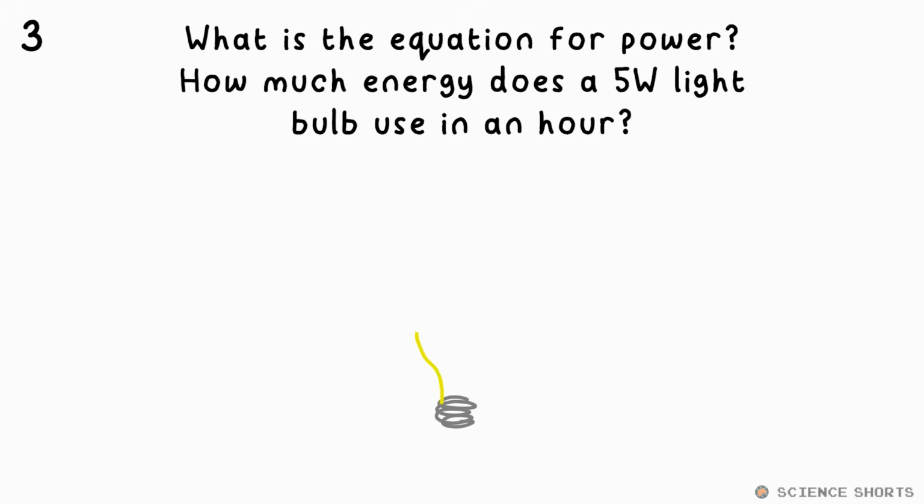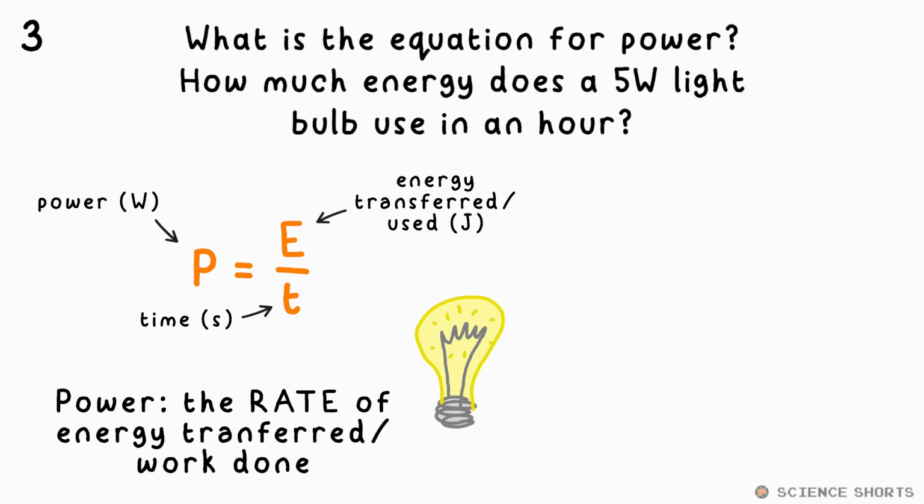Question 3. What is the definition of power, and how much energy does a 5-watt light bulb use in an hour? Power is the rate of energy transferred, or rate of work done. Work done is just another fancy term for energy transferred. Any rate is something divided by time, so power equals energy divided by time.